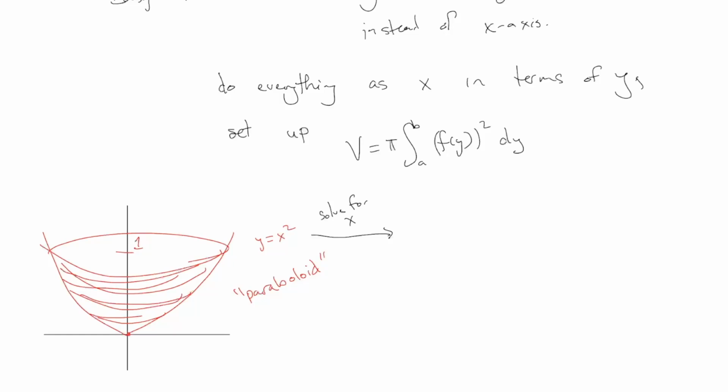What do you get when you solve that for x? This is a fairly simple one. What do you say? Yeah. Root y. Yeah, square root of y. By solving for x, you would take the square root on both sides. So it is x equals the square root of y.